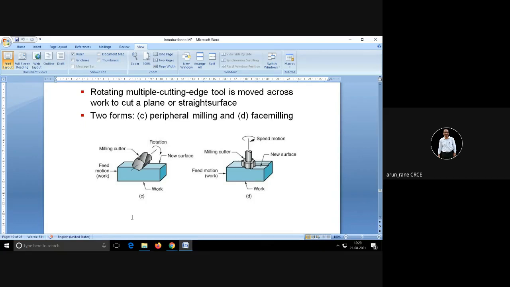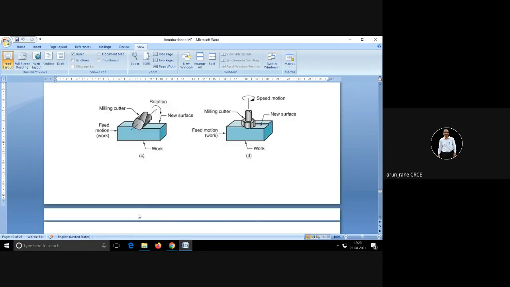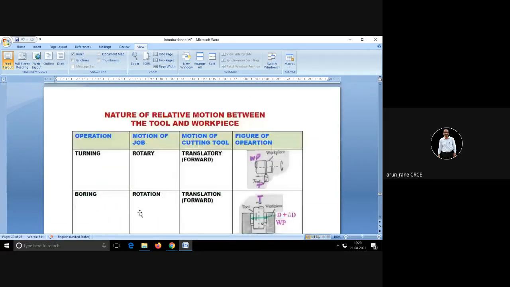Now, Siddharth. If my feed is 0.2 millimeter per revolution per tooth, and there are four teeth, and the spindle RPM is 100, what will be the feed rate in millimeter per minute? Sir, basically we multiply 0.2 by 4, multiplied by 100, so it comes to 80. Yes, 80 will come. Okay, so you multiplied by the number of teeth, so you got that properly.